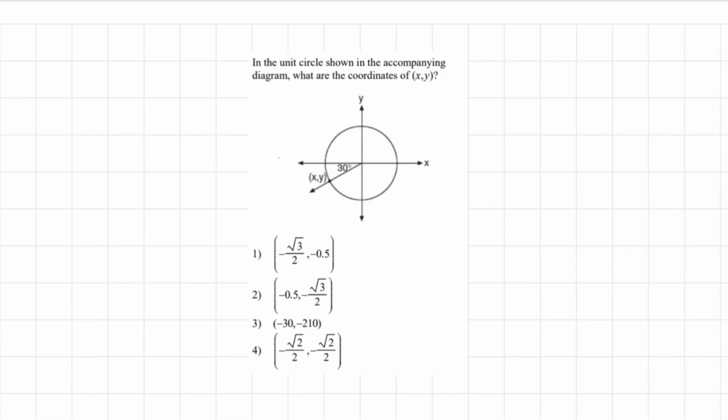In the unit circle shown in the accompanying diagram, what are the coordinates of x, comma y? So we can see it's located 30 degrees away from 180 degrees, at 210 degrees. We know 210 degrees is equal to 7 pi over 6, and the reference angle is pi over 6, so the coordinate has to be radical 3 over 2, comma 1 over 2. All students take calculus. Both cosine and sine will be negative. The answer is choice 1.